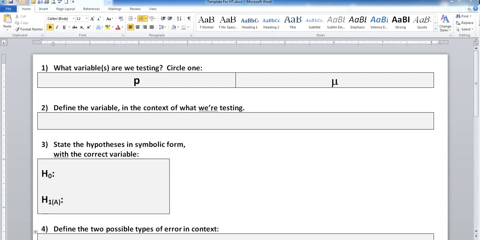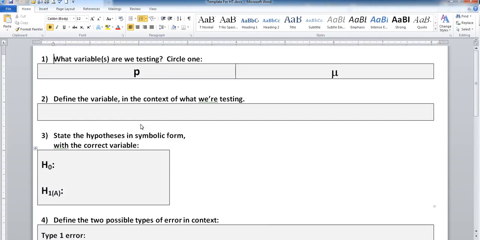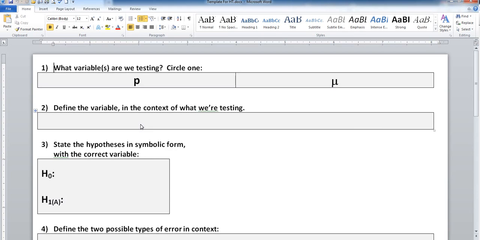Hey everybody, the purpose of this video is to get you some solutions to the hypothesis tests about Bend AP pass rates. This was a study I saw, or actually some statistics I saw on the news a few years ago. Basically I want to walk you through the template. You've got a nice template here, and I want to walk you through how to fill it out.